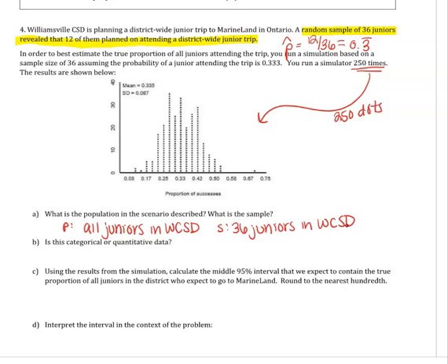Okay? Now, this is considered categorical data because this is a yes or no question. You're either going or you're not. So this is a proportion. As soon as we start talking about proportions, that's categorical. If we were talking about averages, that would be x-bars, that would be quantitative. Okay, so success versus failure, that's our categorical data.